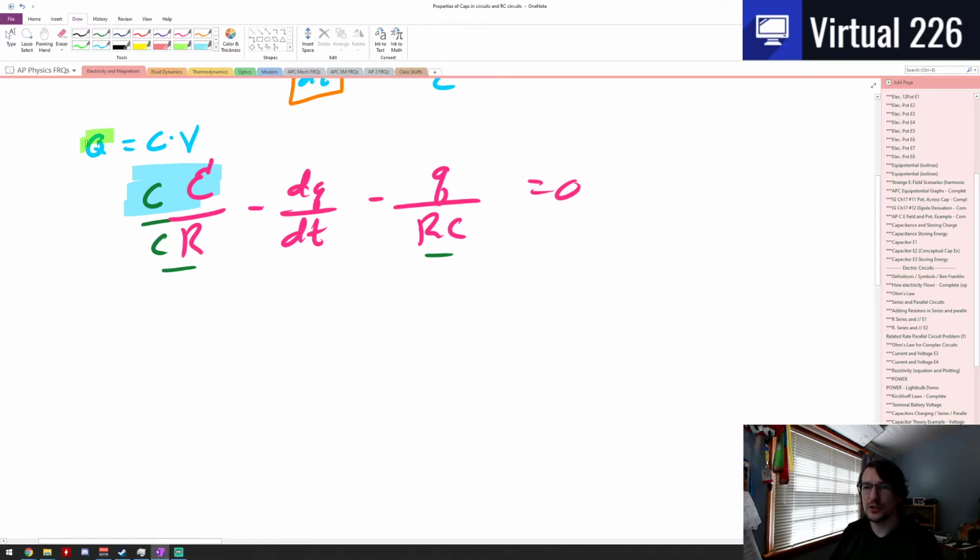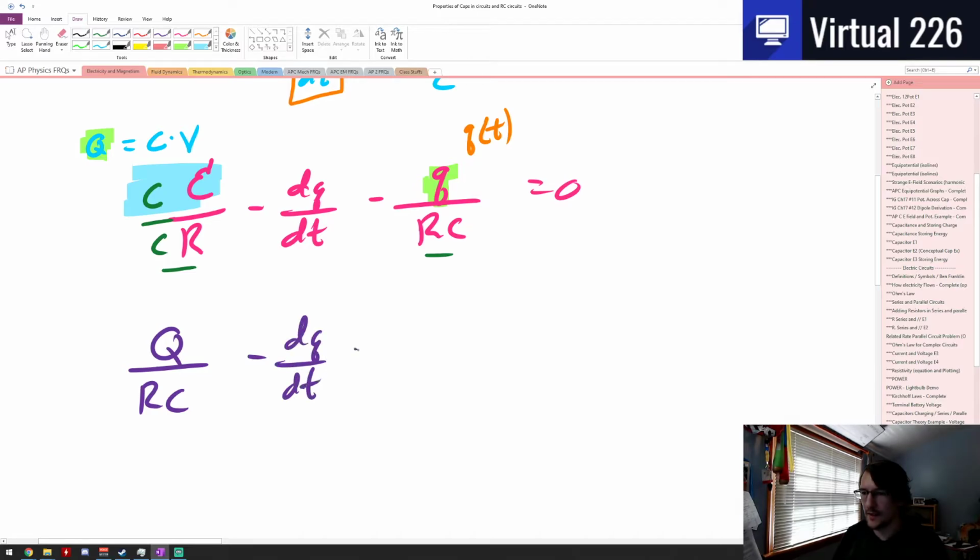So this big Q here is different from this little q here, because big Q is the maximum amount of charge the capacitor could have. The little q, as we recall, is that charge at some position or at some point in time. So I can rewrite this equation as saying Q over RC minus dq/dt minus little q over RC equals 0.